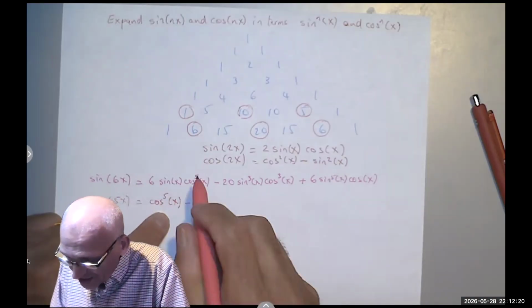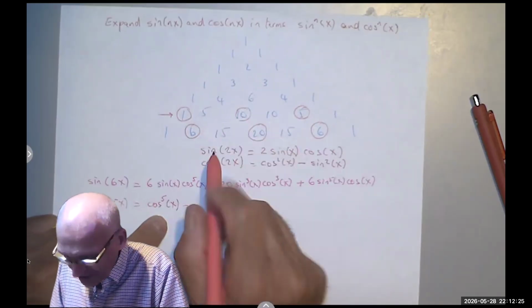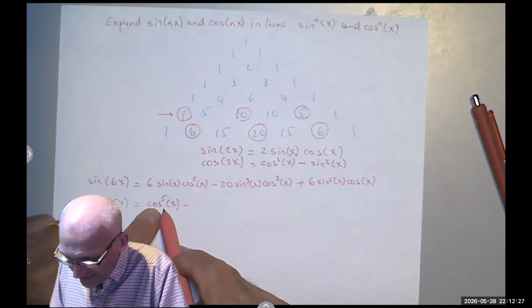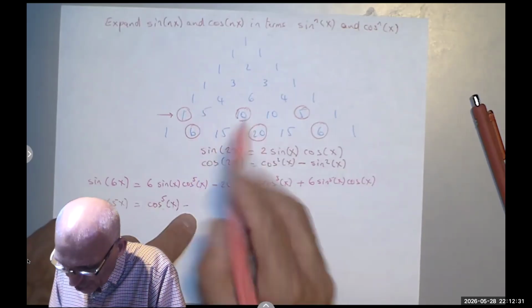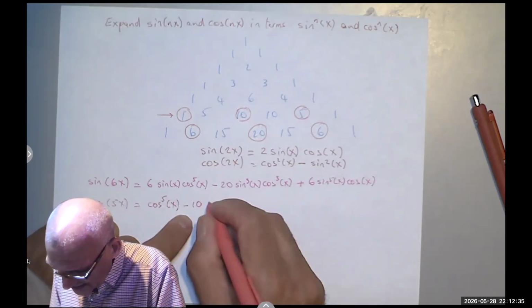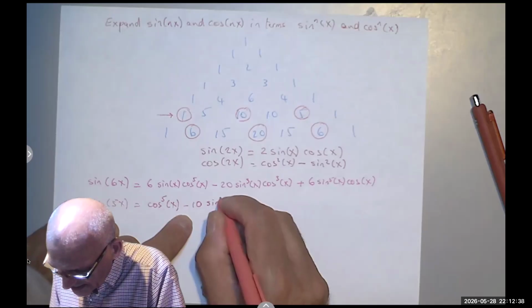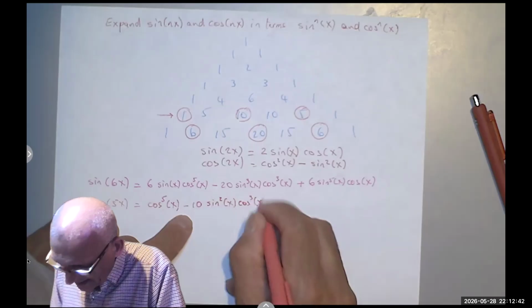Oh, I'm sorry. I'm in this row now. I was going to take this by error. So I did the cosine to the 5th. This is cosine to the 4th sine, and this is cosine cubed sine squared. So usually we write the sine first. It doesn't matter. So I'm going to write sine square x cosine cube x.